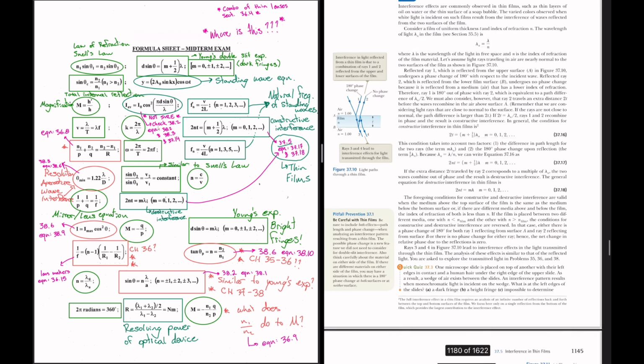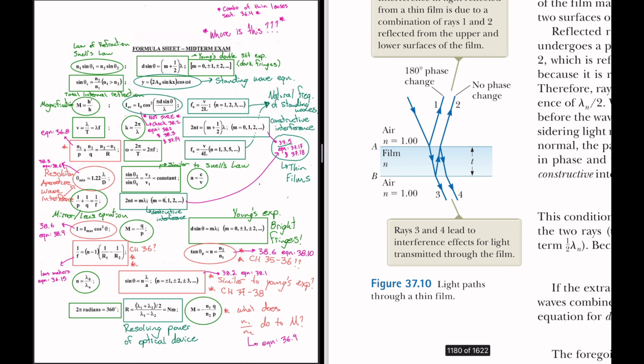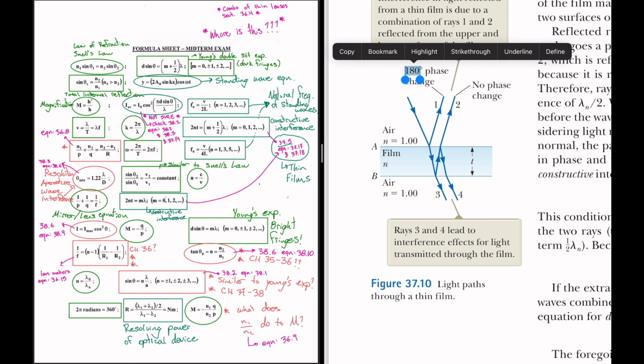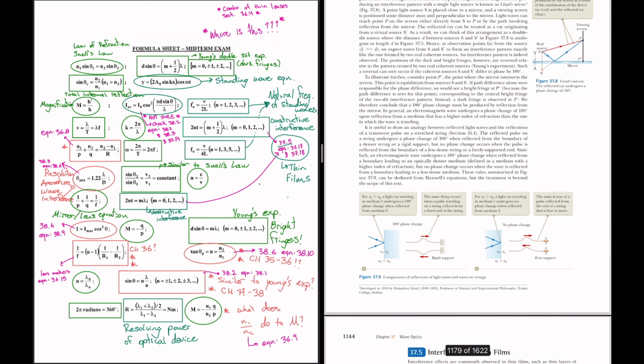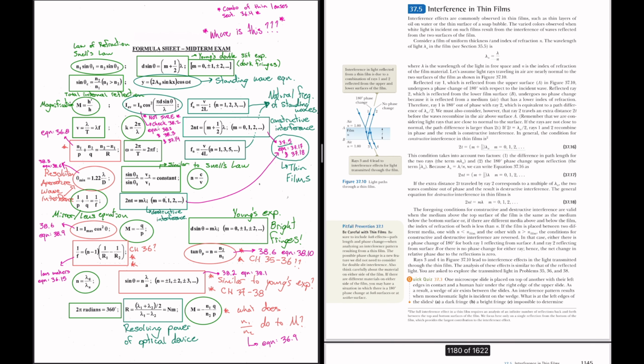And by the way, one other thing I wanted to share about this is if you look at this picture over here, they actually show you interference in light reflected from a thin film is due to a combination of rays 1 and 2 reflected from the upper and lower surfaces of the film. And take a look at this word here, 180-degree phase change compared to no phase change. That's why I told you guys that this section, 37.4 before, is a bit important to read through. If you don't understand this thin film interference, take a look at 37.4.